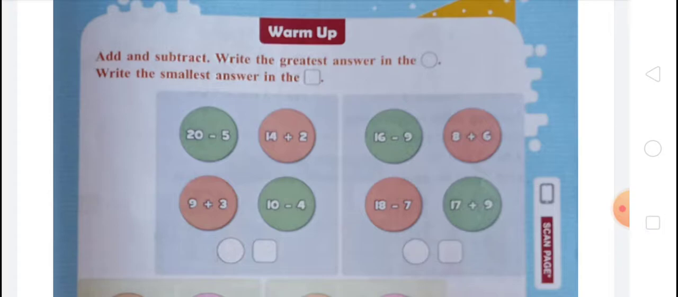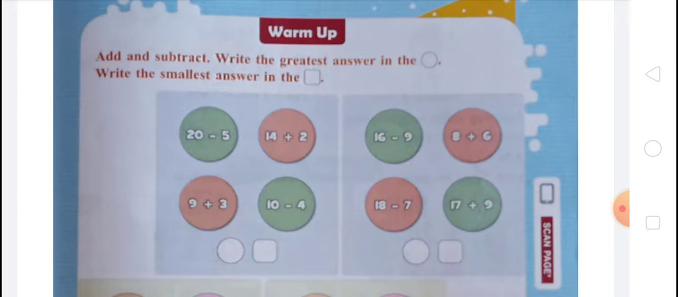Next one is 16 minus 9, there will be 7. 8 plus 6, there will be 14. 18 minus 7, there will be 11. And 17 plus 9, there will be 26. So which one is greater? You know that 26 is greater. So you have to write 26 in the circle and 7 in the square, because you have to write the greatest answer in the circle and the smallest answer in the box.